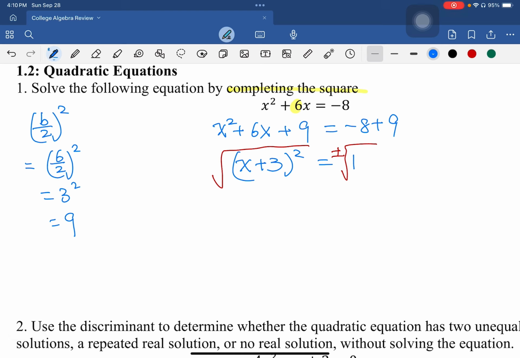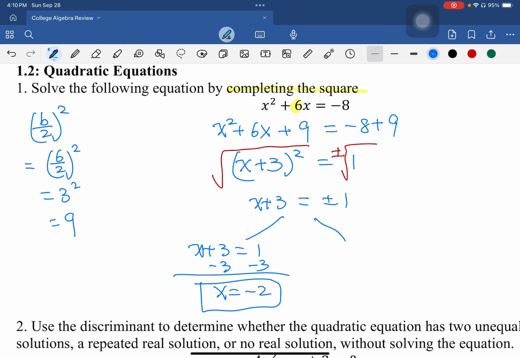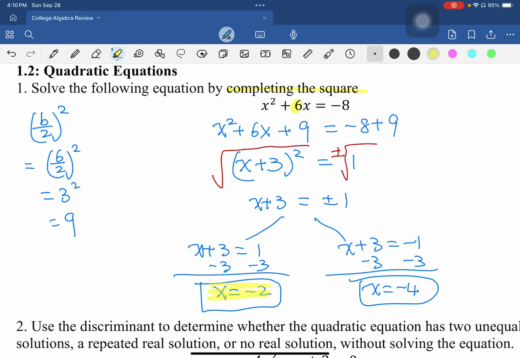This gives us two cases. Case 1, x plus 3 equals 1. Subtract 3 from both sides. x equals negative 2. Case 2, x plus 3 equals negative 1. Subtract 3 from both sides. x equals negative 4. Therefore, the solutions are x equals negative 2 or x equals negative 4.